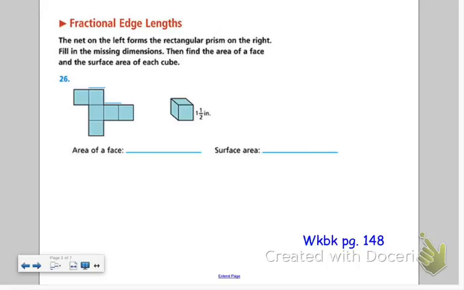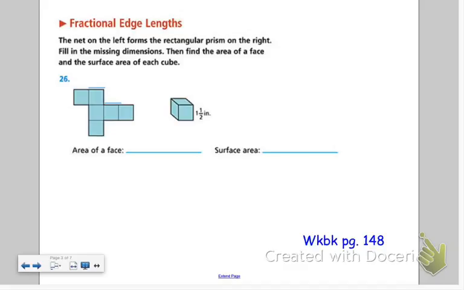Alright, now let's talk about relating the net back to the cube, and we're going to be finding surface area. It says the net on the left forms the rectangular prism, or cube, on the right. Fill in the missing dimensions. Then find the area of a face and the surface area of each cube.